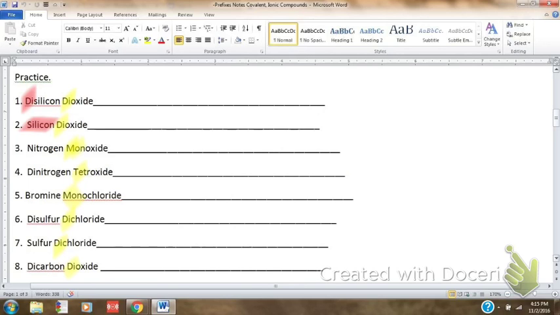Going up to number 1, since there's 2 silicons in this formula, we only add the prefix, but silicon is still written out as silicon. So sometimes some of these names will look different. It depends on where they're at and how many atoms are in that formula.